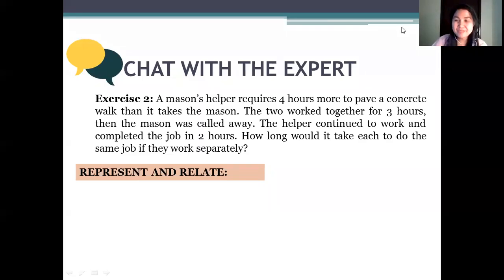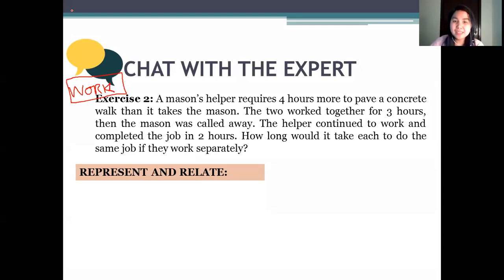This time, let's have our problem solving. Now, here is the problem. This is a sample of a work problem, and it's the same as the one that is in your workbook number 2.